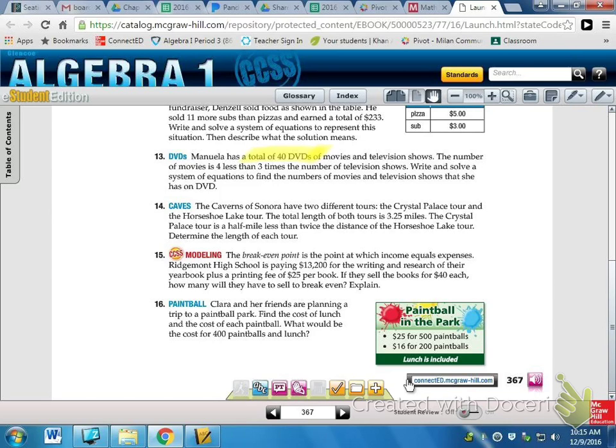So Manuela has a total of 40 DVDs of movies and television shows, okay? So a total of 40 DVDs, movies and television shows. The number of movies is 4 less than 3 times the TV shows. Movies is 4 less than 3 times the TV shows.